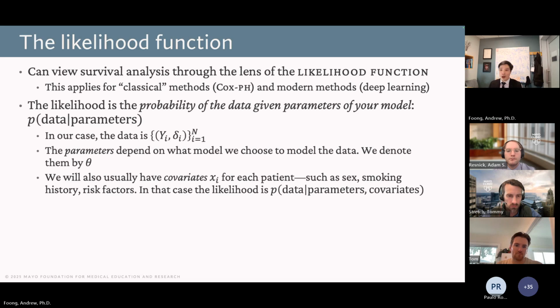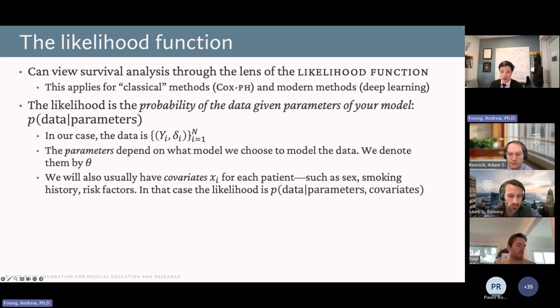So what is maximum likelihood? Well, first of all, to recap, the likelihood function is the probability of the data given the parameters of your model, and you can write it as P of data given parameters. In our case, the data is going to be this bag of observations, yi delta I, and there's going to be n of them.